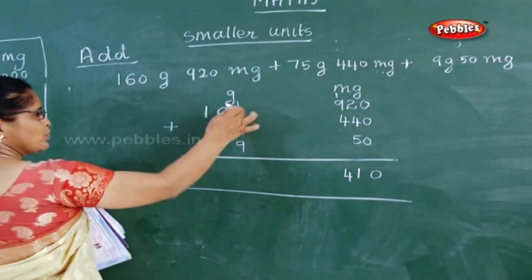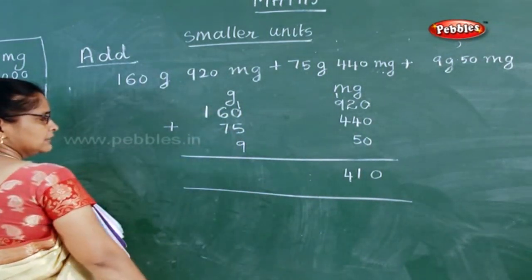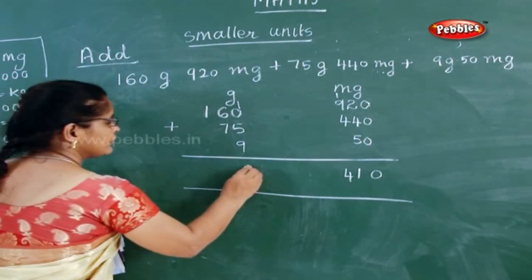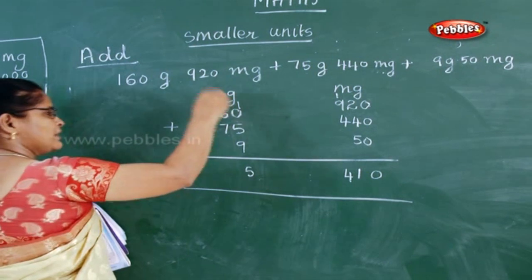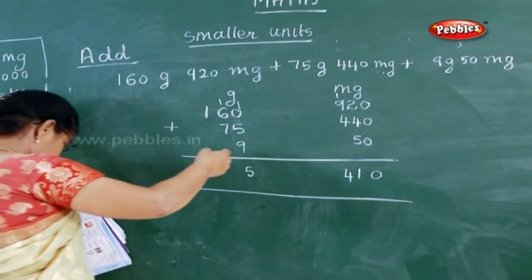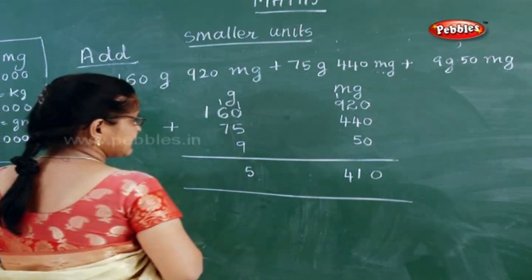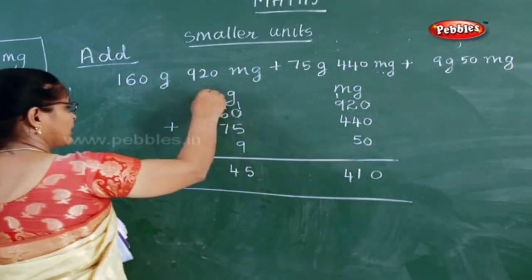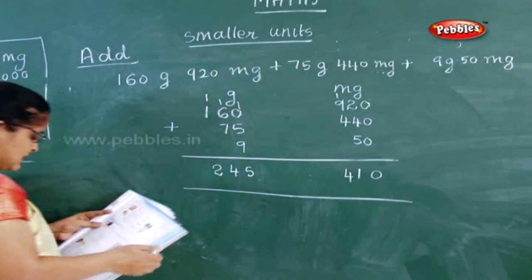Now that 1, where should you put it? Here. Now what is 1 plus 0? It is 1. 1 plus 5, 6. 6 plus 9? It is 15. Now what you have to do here? You have to put 1 here. 1 plus 6, it is 7. 7 plus 7 is 14. Very good. Again 1 you have to put here. 1 plus 1 is 2.